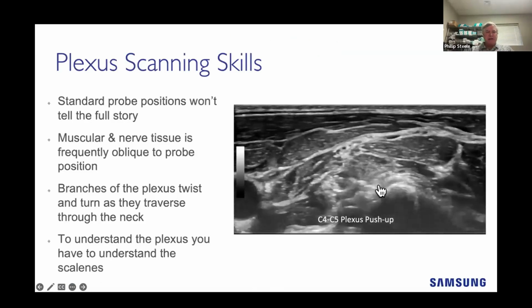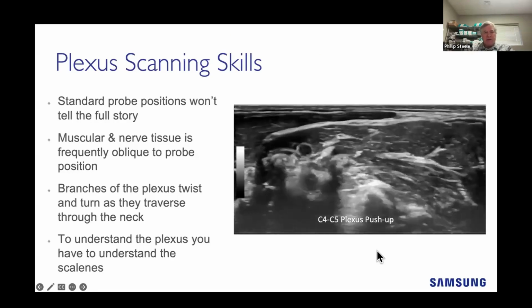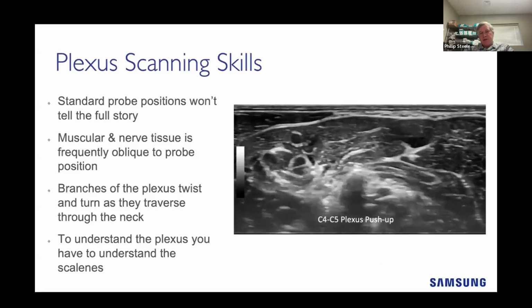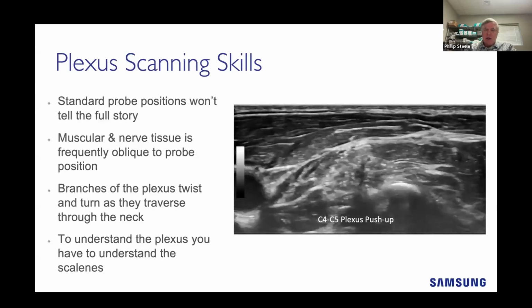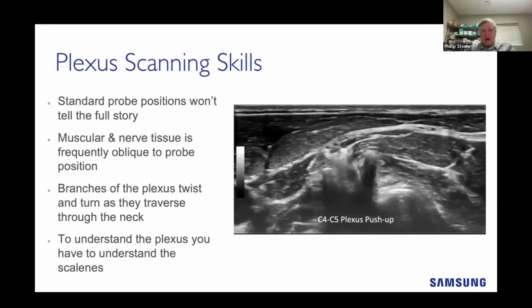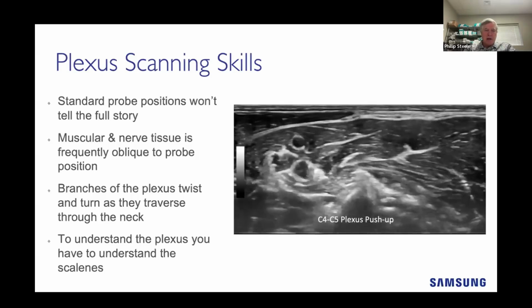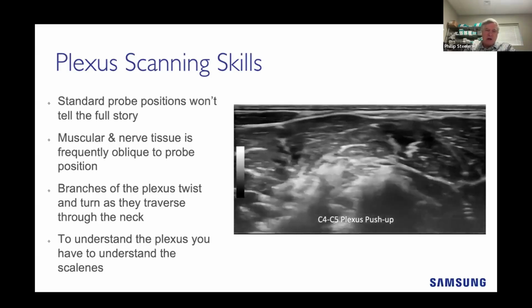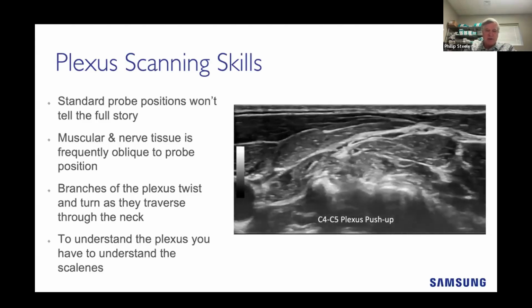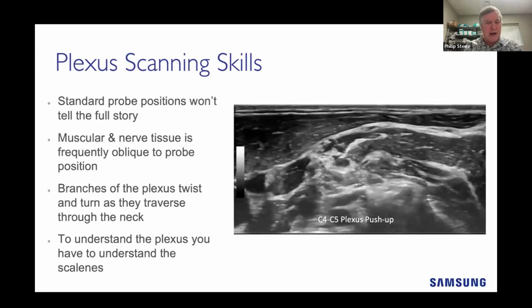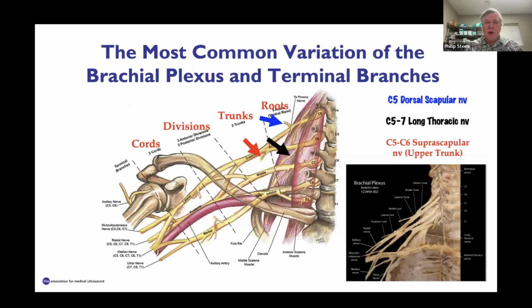So for plexus scanning skills, it's really important to understand that standard projections really don't tell the full story. Muscular and nerve tissue is frequently oblique to your projection, whether you're scanning in long axis or axial. And you need to be moving your probe to follow these nerves as they move through this tissue. Again, the nerves have a lot of variability, and it's the ability to constantly change your projection that allows you to understand what's happening, as well as understand what's happening with the scalene musculature.